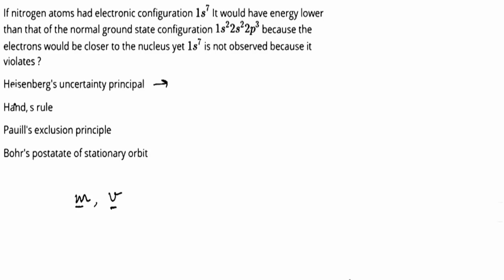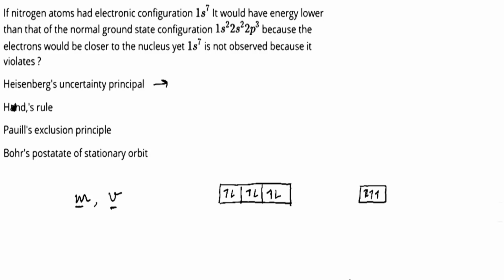Hund's rule of maximum multiplicity states that suppose I have a p orbital and I have to fully fill it. Then I first have to fill one electron in each of the orbitals, and only then can I start pairing the electrons. Again, this is not violated in 1s7 configuration because I can fill 7 electrons, first in the same spin and then in the opposite spin. So Hund's rule is also not violated.